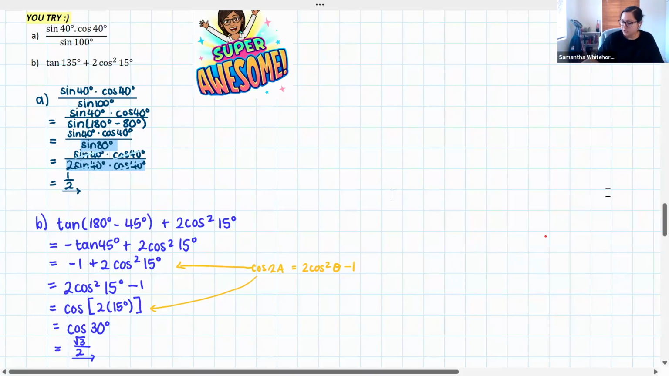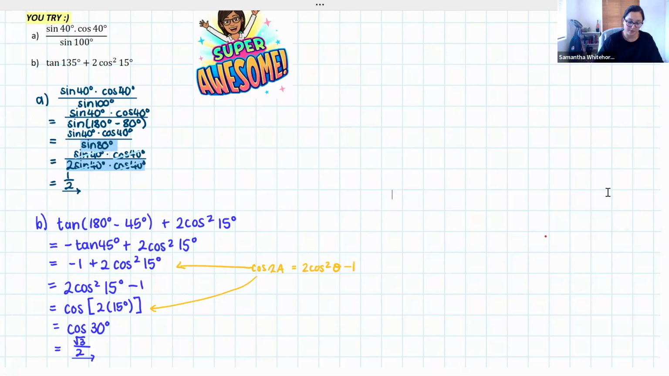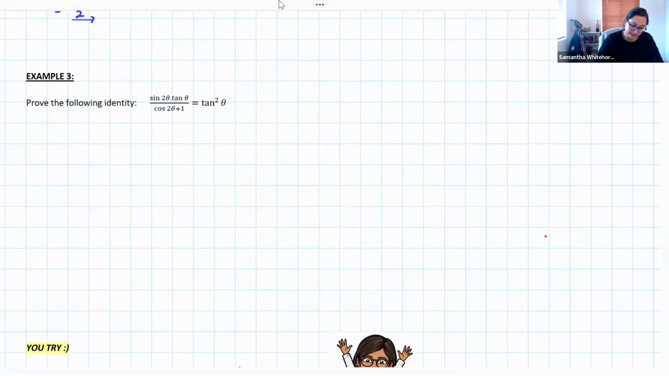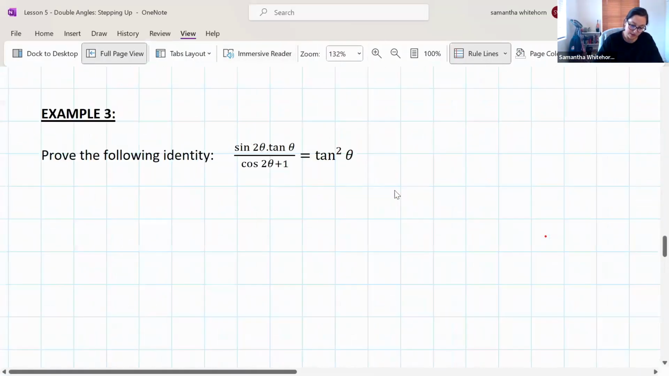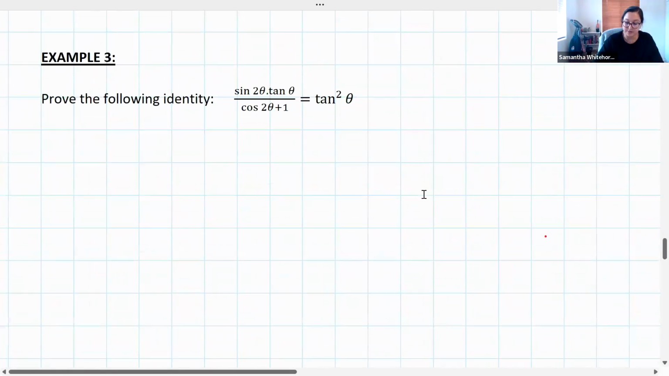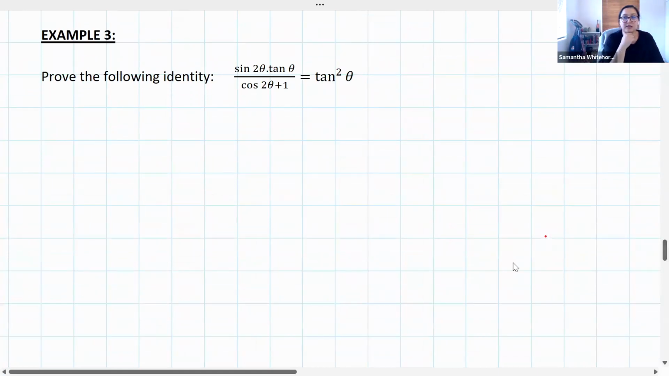Right, I hope you've got those screenshots. Let us have a look at another example. Okay, so example 3, and this is now going back to one of those types of questions that I said we need to be able to know for our exams, which says prove the following identity. Now we are going to do a whole lesson on identities, but like I say, it's important to start understanding that this can now be applied to all those different types of questions we've spoken about. So it says prove the following identity. Sine 2 theta times tan theta divided by cos 2 theta plus 1 is equal to tan squared theta.